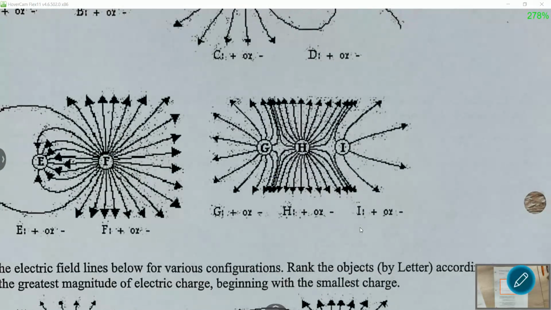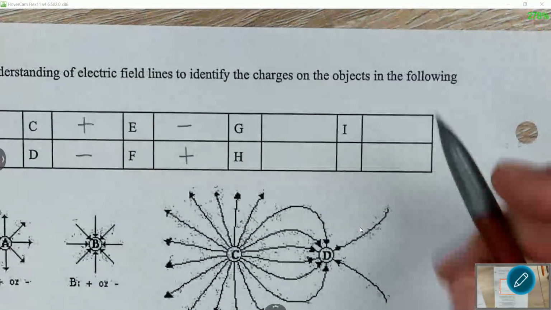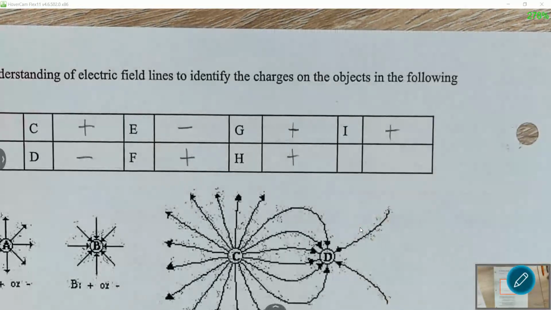What about G, H, and I? They are all positive. Correct. Very, very good. G, H, and I, they are all positive. All the arrows radiating out. So that's simple.